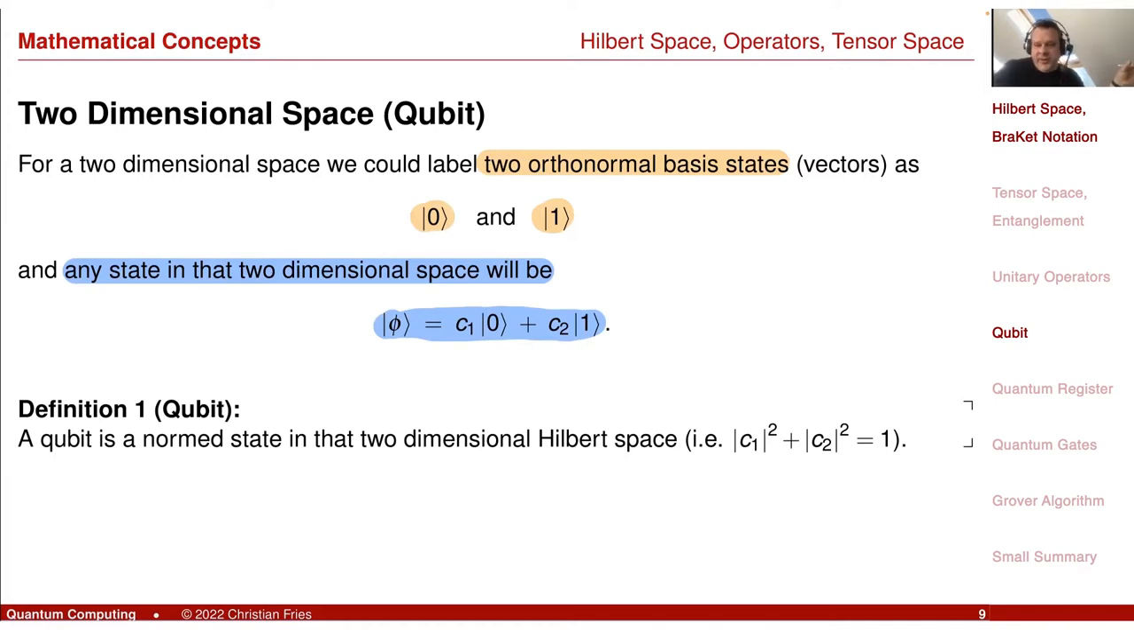And now a unit vector is called a qubit. So we have our first definition that links to quantum computing. I will repeat it later. So definition one: a qubit is a normed state in this two-dimensional Hilbert space. So I have that absolute value squared of C1 plus absolute value squared of C2 is equal to one. And maybe you also remember that you can interpret these as being the probability to observe, later in a measurement, the state in either ket zero or ket one. I will come to this. So really from that definition, you would think that the qubit is somehow a continuum of states. But we will have to fix this interpretation a little bit.